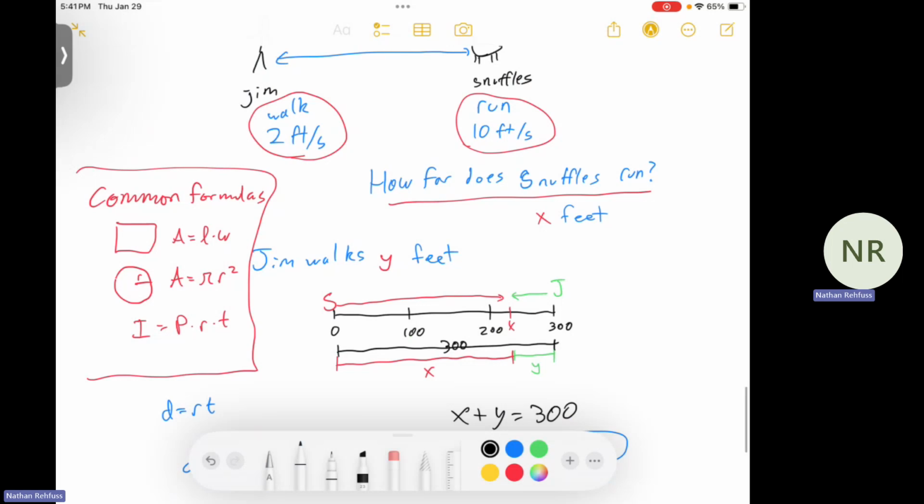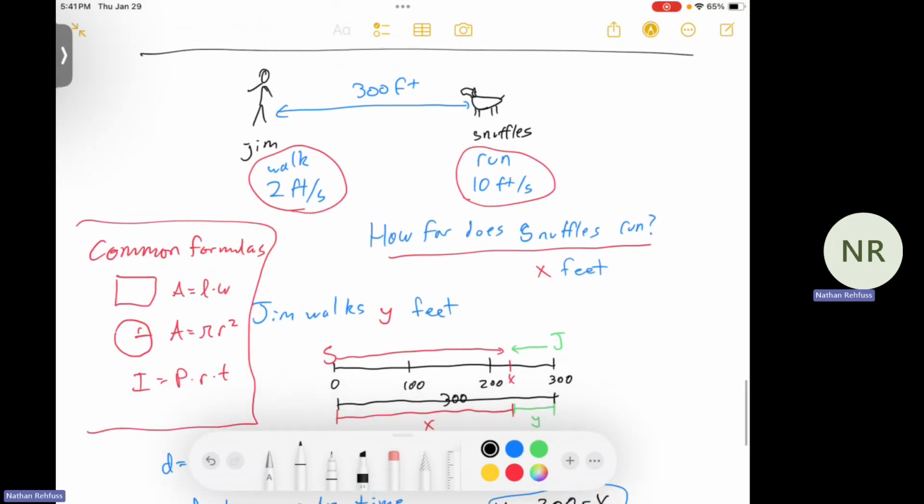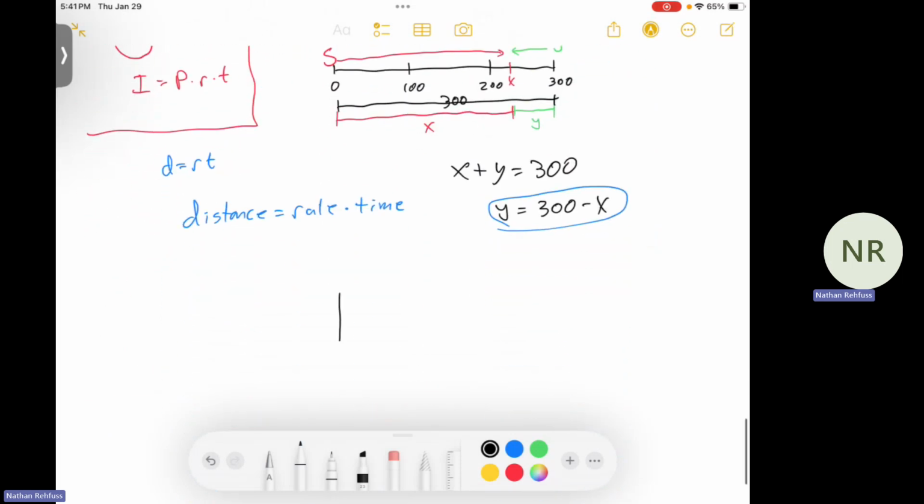I told you to draw a diagram. Here's another piece of advice. If you've got a lot of information, Snuffles makes a d is rt, and Jim makes a d is rt. Let's draw a table to try to organize all our information. So I'll mark distance, rate, and time for both Snuffles and Jim.